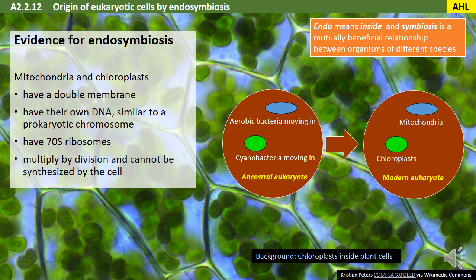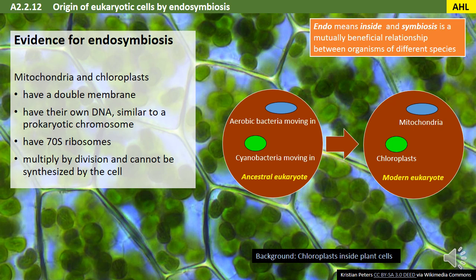2. Mitochondria and chloroplasts have their own DNA, and this DNA is similar to prokaryotic DNA. 3. They have 70S ribosomes. So these ribosomes are different from the rest of the ribosomes inside the eukaryotic cell. It also means that mitochondria and chloroplasts are able to produce their own proteins.